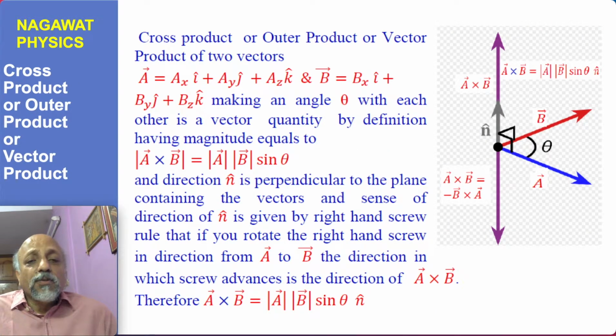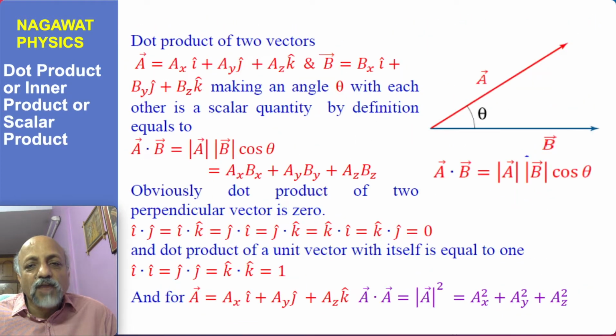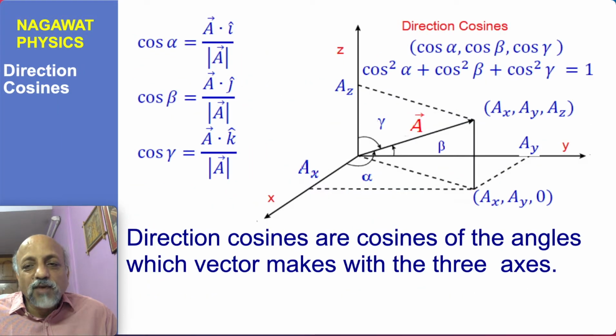Now another kind of product can also be defined, which is called cross product or outer product or vector product of vectors. Whereas the dot product gives you a scalar, as you have noticed, every time I have determined A dot B, it is a scalar quantity because all the three things involved here are numbers: magnitude of A, magnitude of B and cosine of theta. So A dot B is a scalar quantity, and that is why the name scalar product is also given.